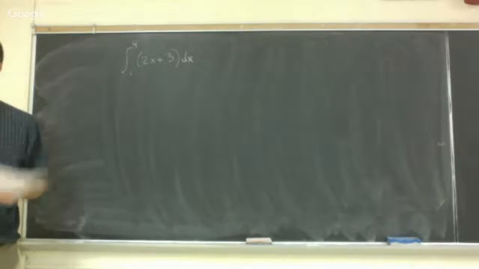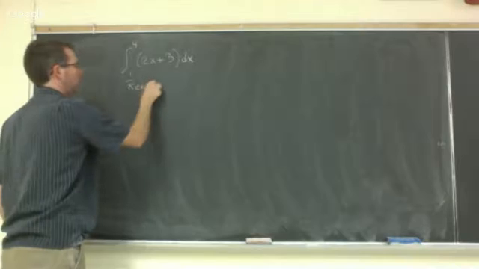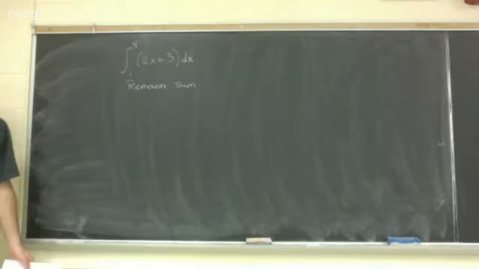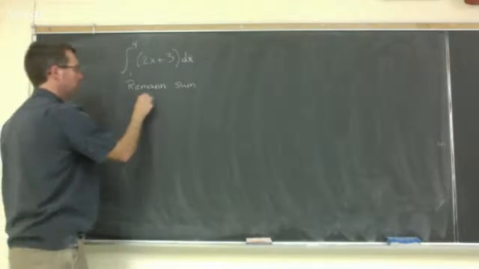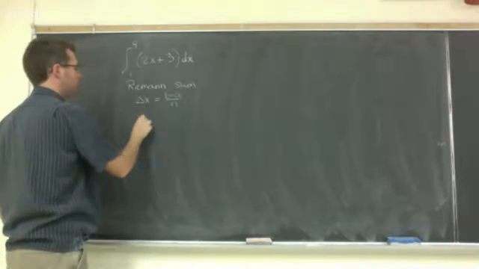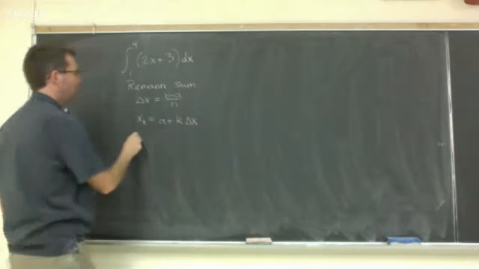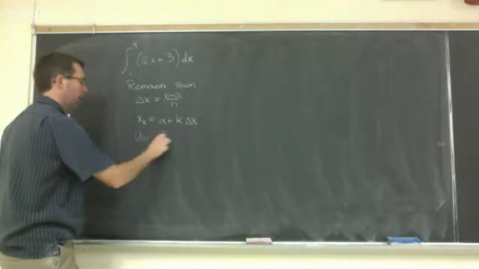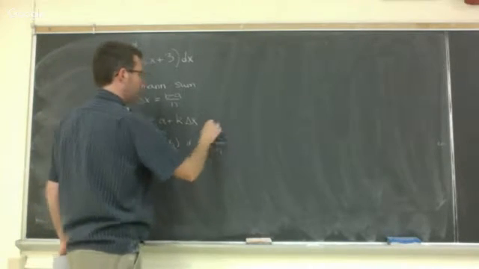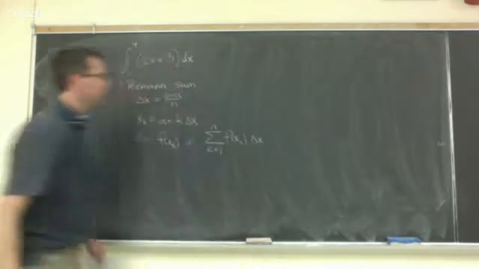Where it says use a Riemann sum to find the integral. So let's review how I find a Riemann sum. A Riemann sum requires calculating delta x, which is always b minus a over n, x sub k, which is always a plus k times delta x, and then we use f of x sub k in the Riemann sum. k goes 1 to n, f of x sub k times delta x.